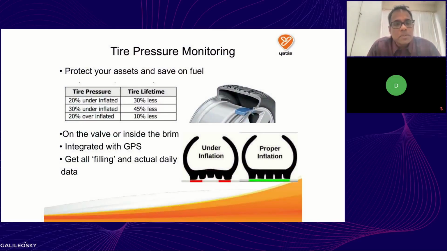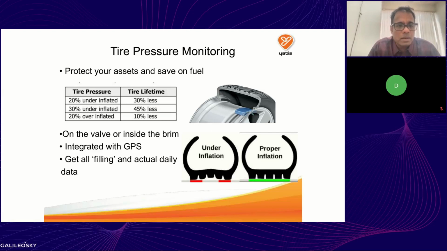The other thing we also do is tire pressure monitors. We can integrate tire pressure monitor setups. When you get into the details of how fuel is consumed or how you want to save fuel, tire pressure is extremely important. If your tire pressure is 20% less than what's actual, then your tire lifetime is about 30% less. In case it's 30% underinflated, you have 45% less. If it's overinflated, there's also a reduction of tire lifetimes and an increased fuel consumption.